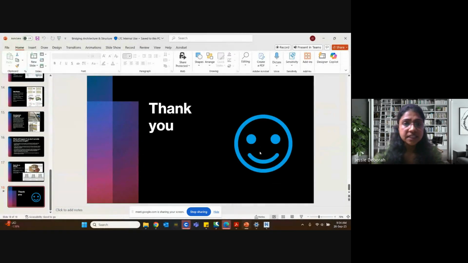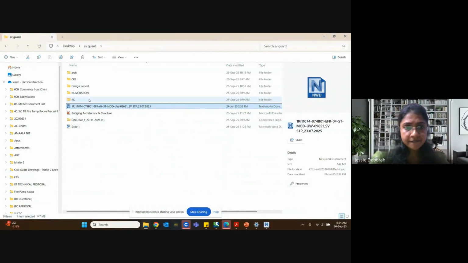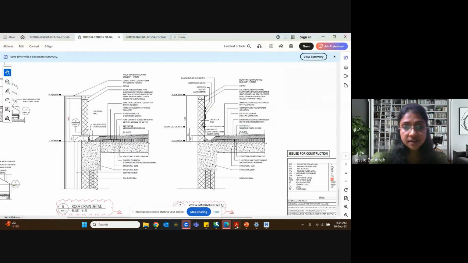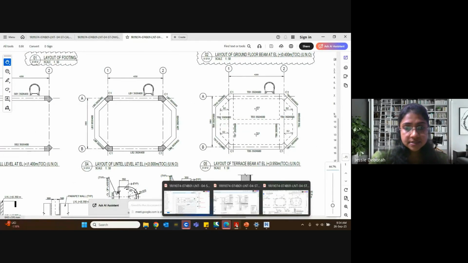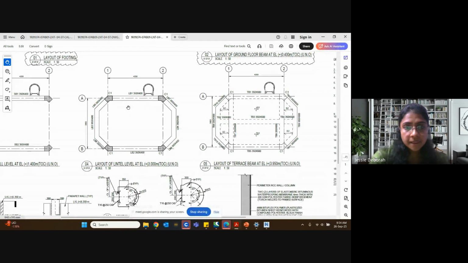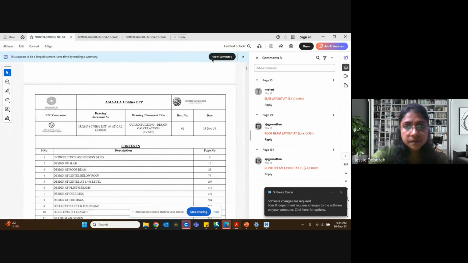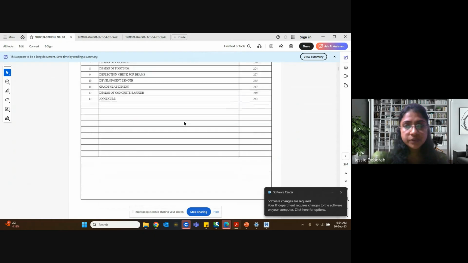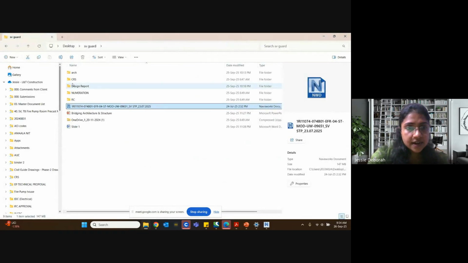Okay, now my basic part is over. I will be showing you the different ways we work on it. So this is our design. I will open the STAAD model first.